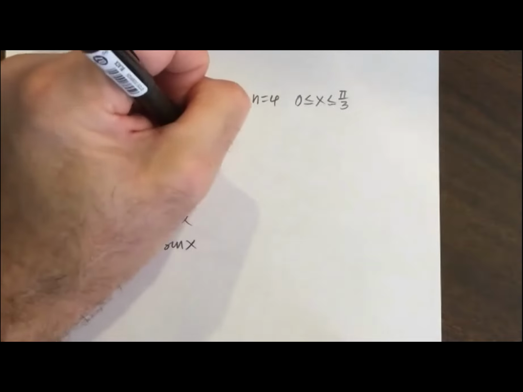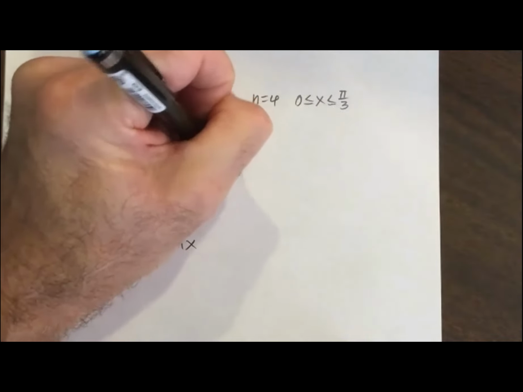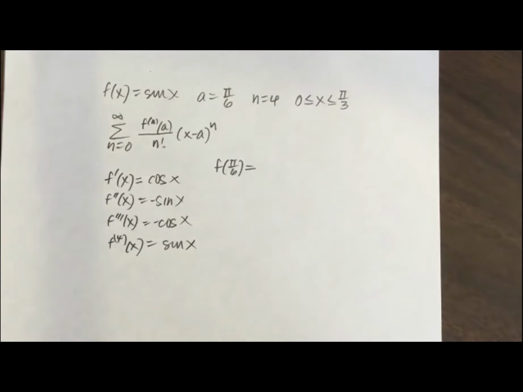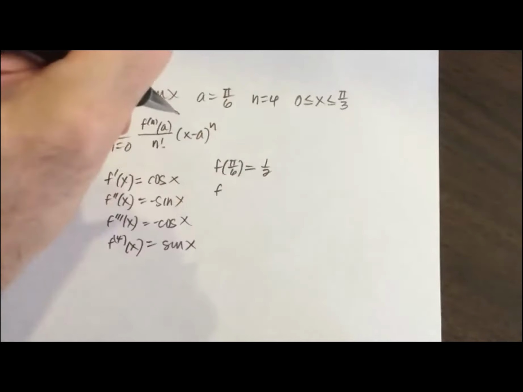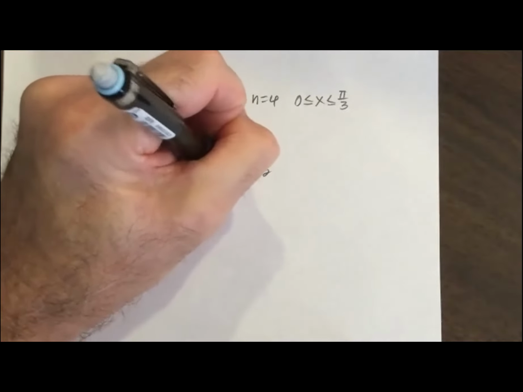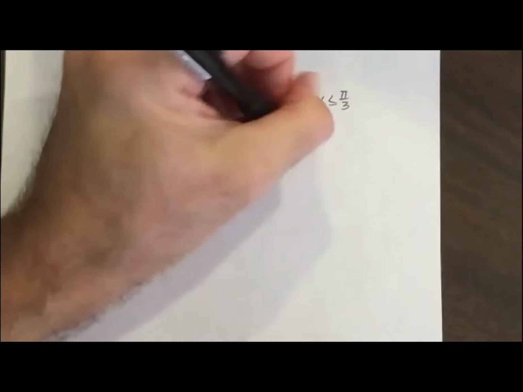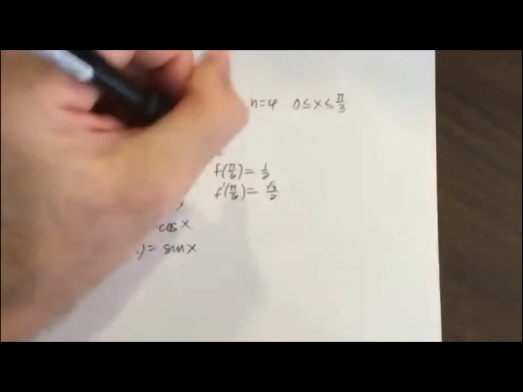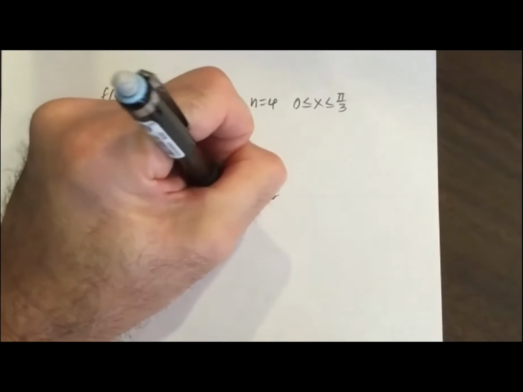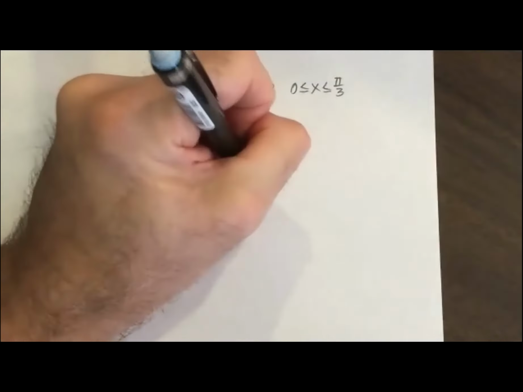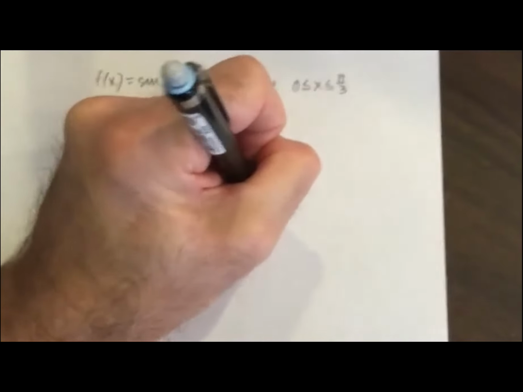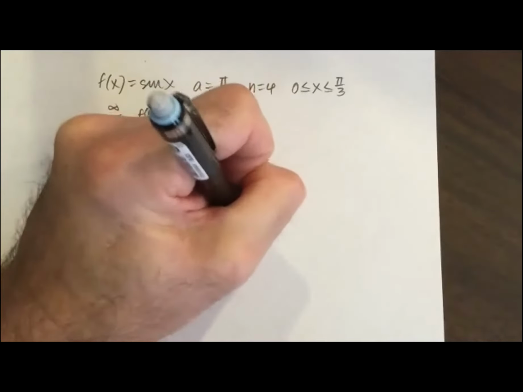So what do we need? We need our function at pi over 6. So what is f of pi over 6? Sine of pi over 6. Is that a half? And then we need our derivative at pi over 6. So that's cosine of pi over 6. That's root 3 over 2. And then we've got our second derivative, oops, at pi over 6. Second derivative, that's minus sine, so that's minus a half. And then we've got minus root 3 over 2. And then we're back around to a half again.